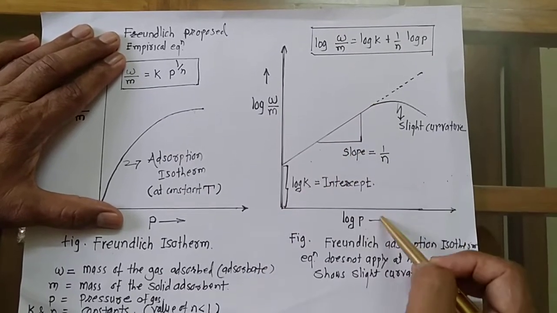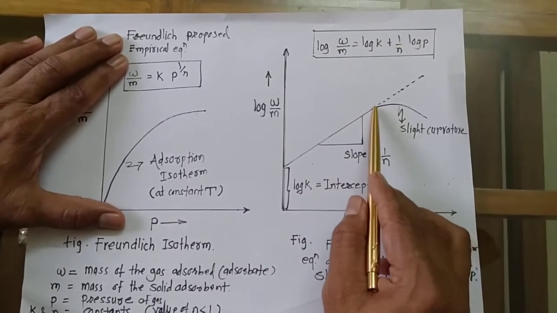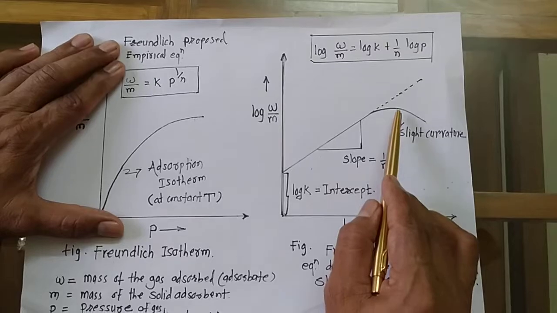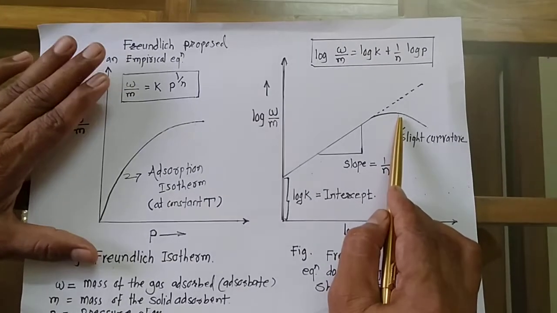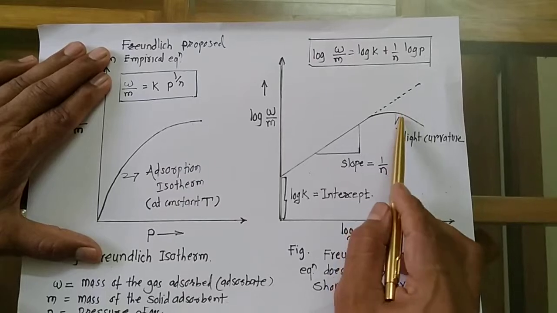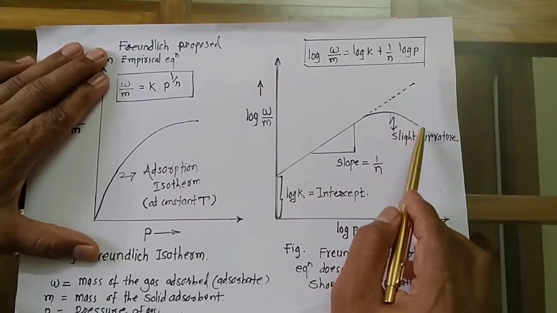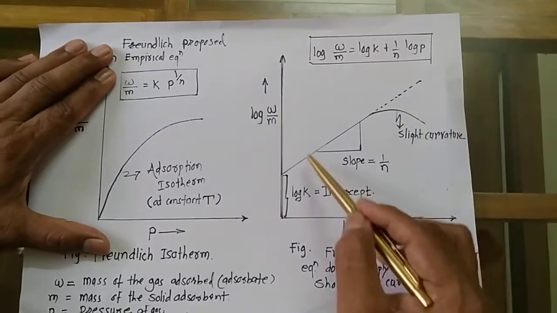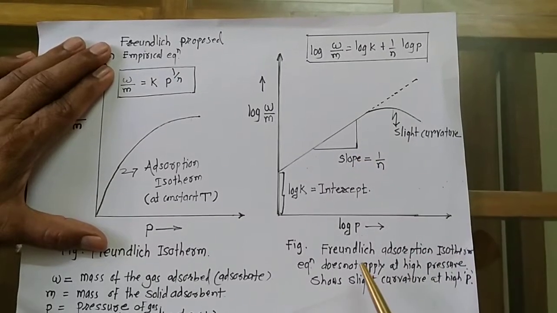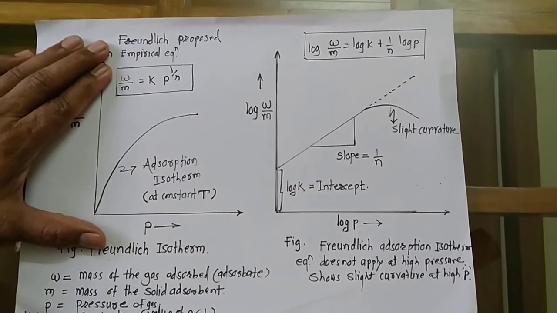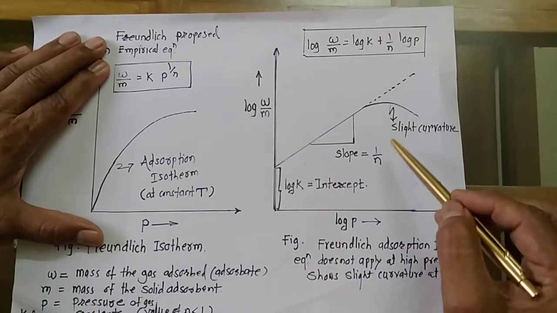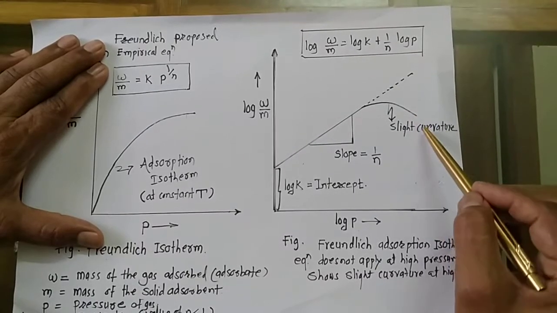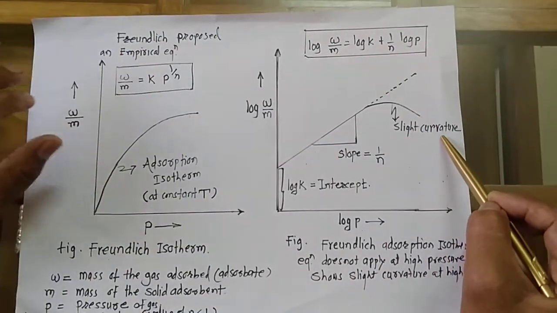Now, with increasing pressure, there is a slight curvature. What does it indicate? It indicates that at high pressure the adsorption is less, or it is not in favor. At high pressure adsorption is not in favor. Thus the curve or the plot is the Freundlich adsorption isotherm, and this does not apply at high pressure. It is shown by this slight curvature.